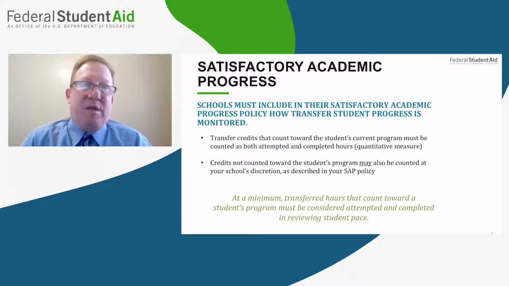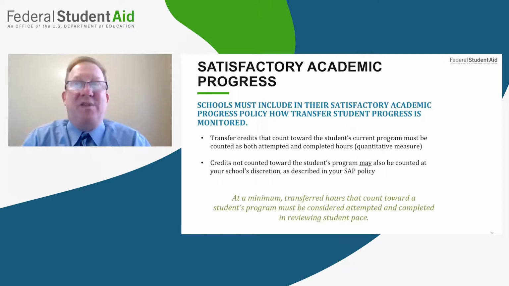So you can write your SAP policy in such a way that it only considers the hours that apply to the student's new degree plan at your school, or it looks at all of the hours that the student transfers in and counts that in the quantitative measure. If you choose that latter approach, then the student may hit their limits before the other students. So it's something to keep in mind when you sit down and write your school's satisfactory academic progress policy, which way you want to write it or which way you want to craft it.